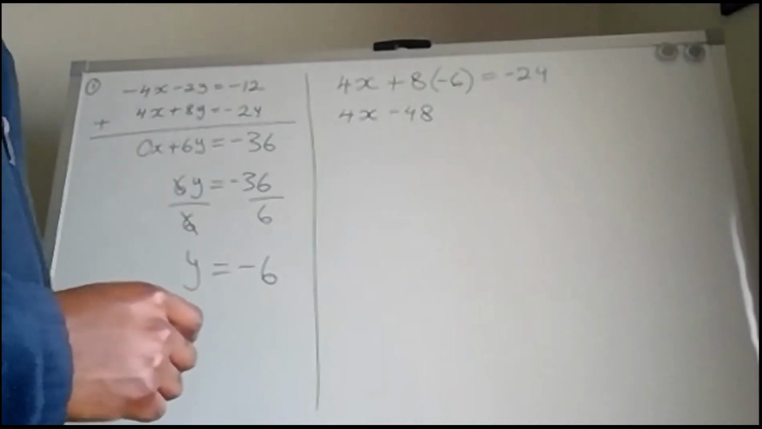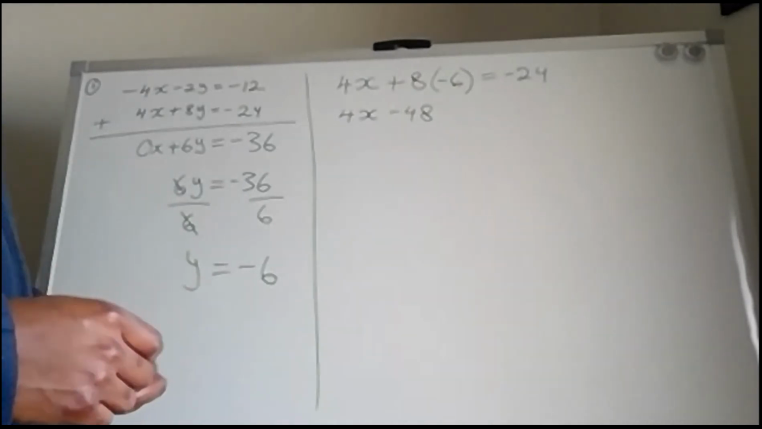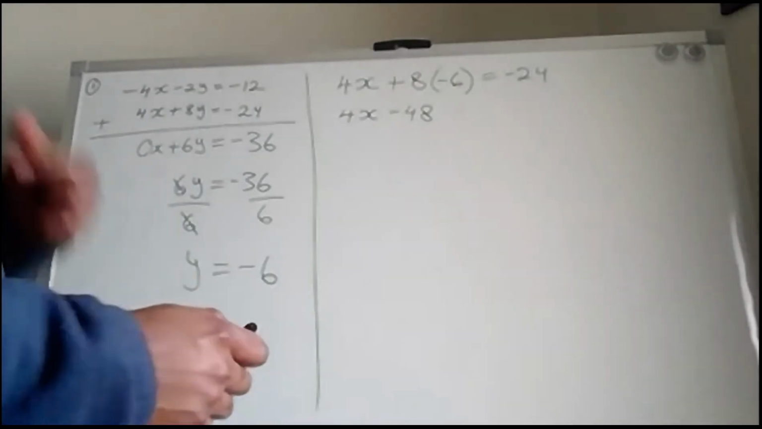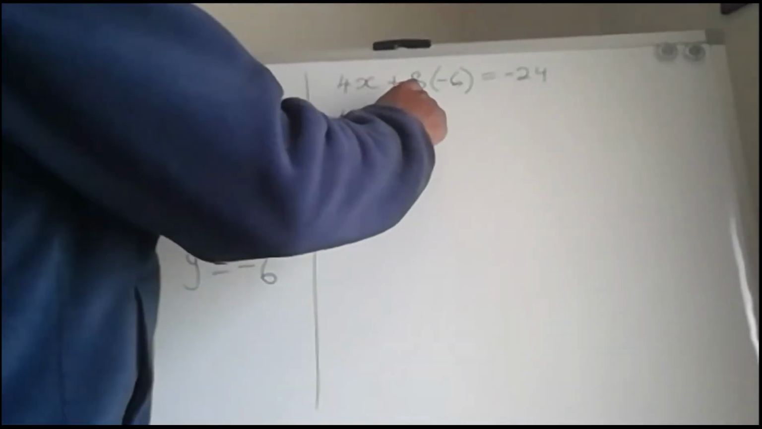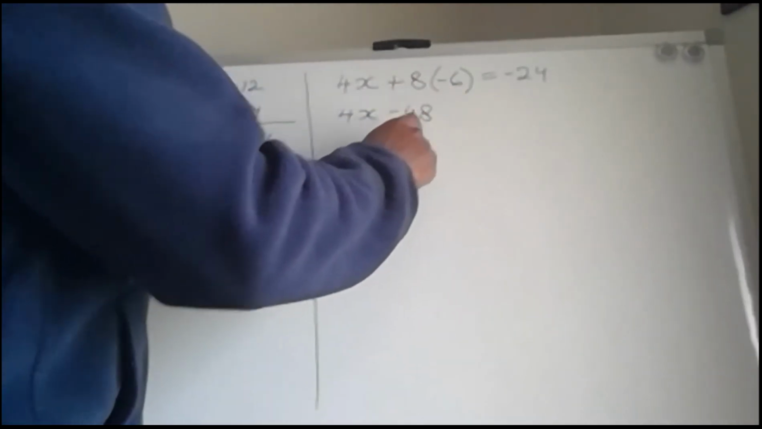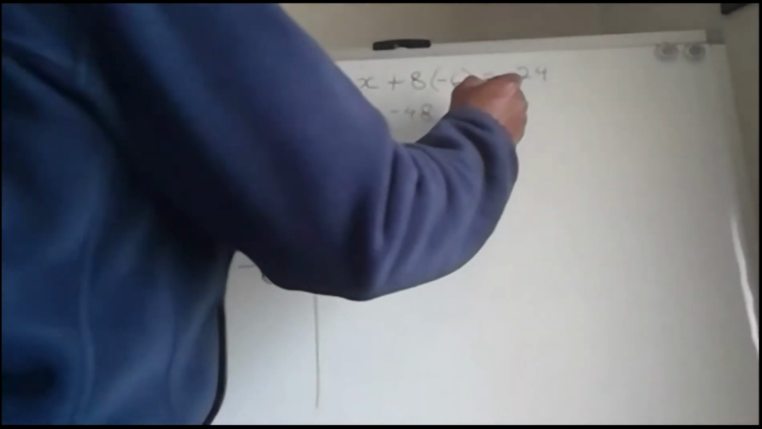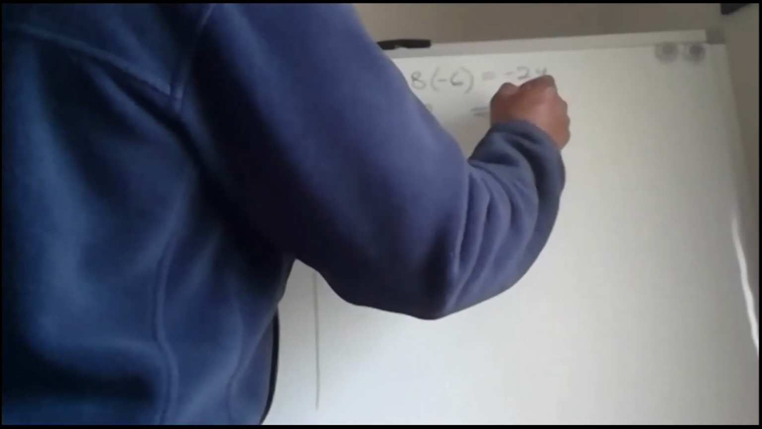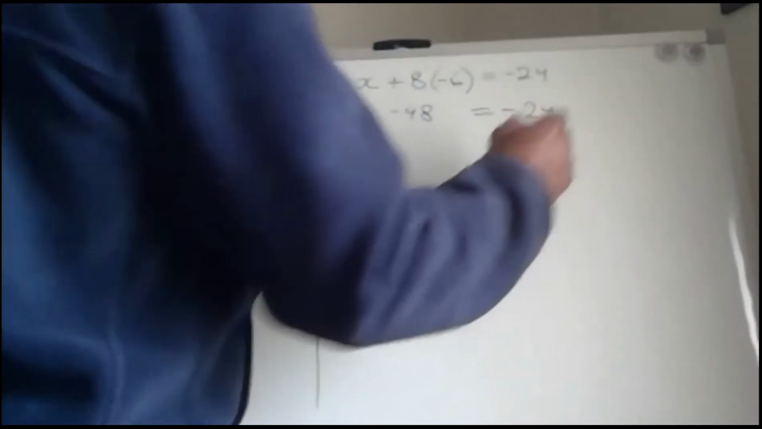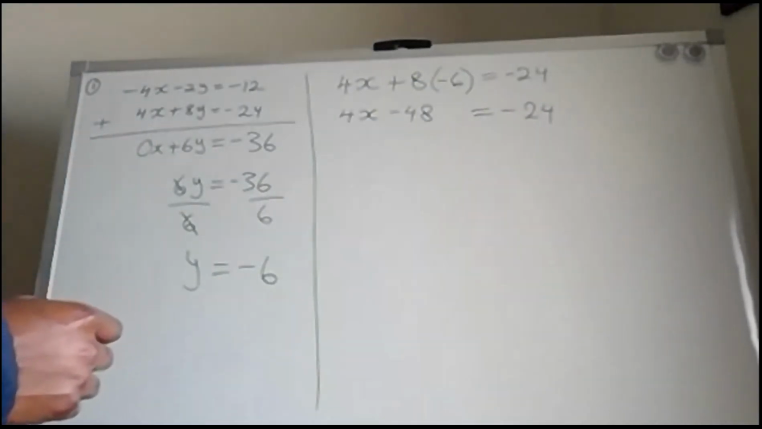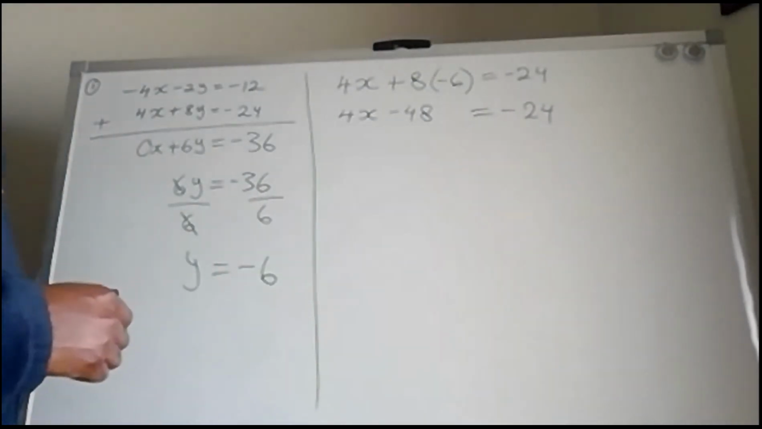If you guys are having trouble with integers or signed numbers, you can always use your calculators, okay? But a positive number multiplied by a negative number gives you a negative result, okay? All right, is equal to -24, okay? Now, I want to get my like terms together.